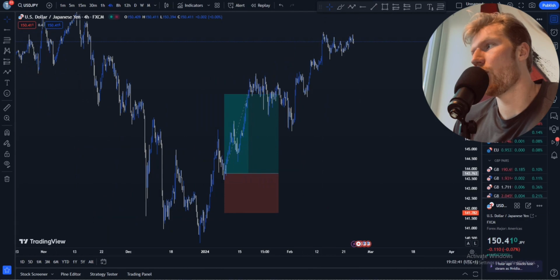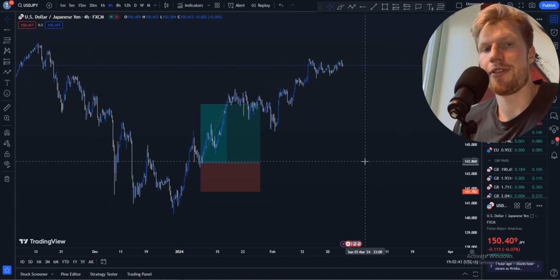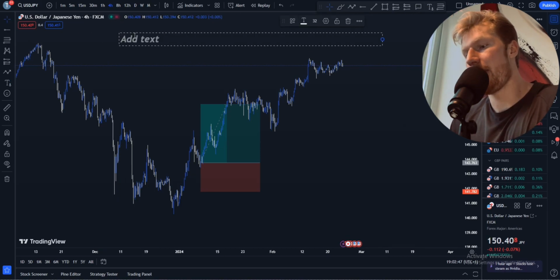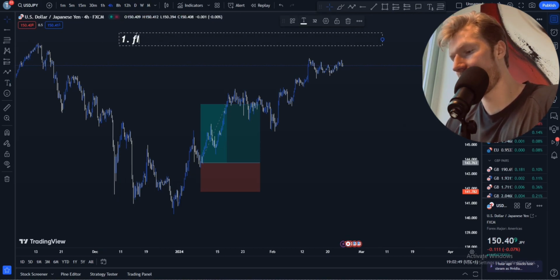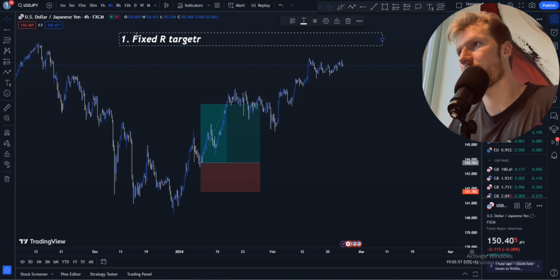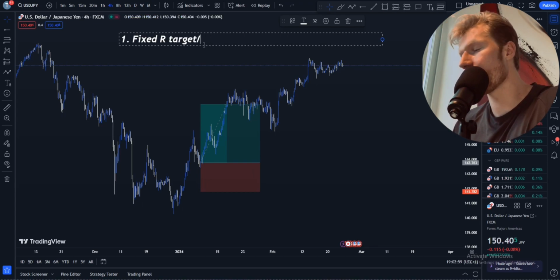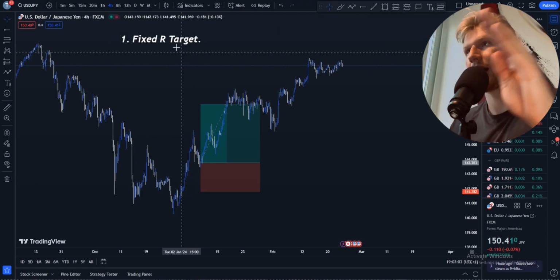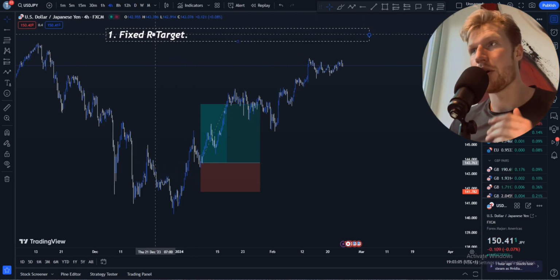Now, with this sort of system, doing a fixed RR, I'll just put it in here. So method number 1 is a fixed R target, right? So you're literally just doing a fixed risk to reward ratio and you're keeping it that simple, right?